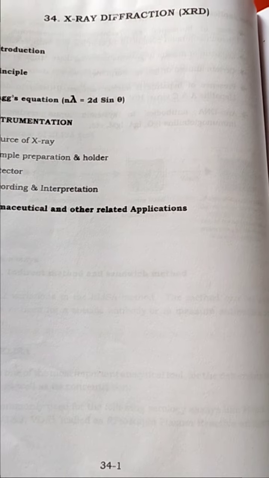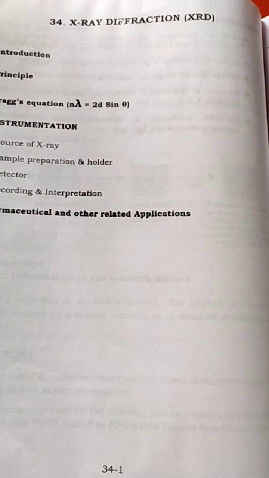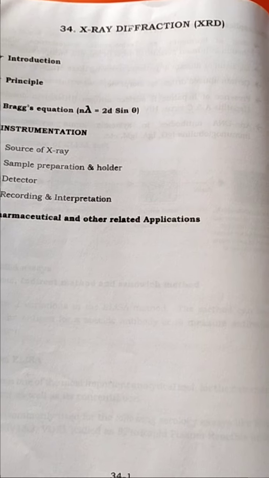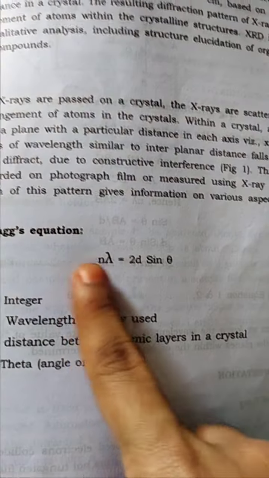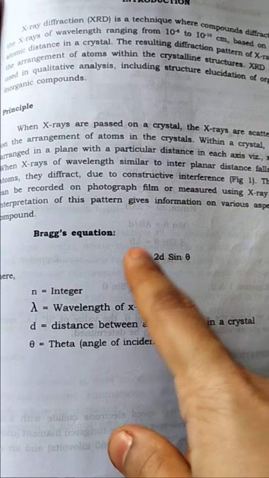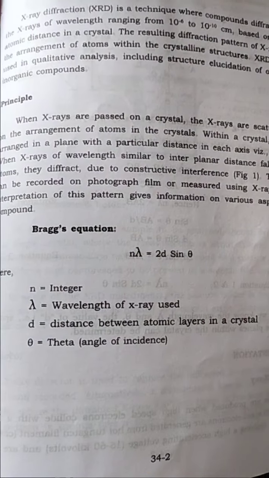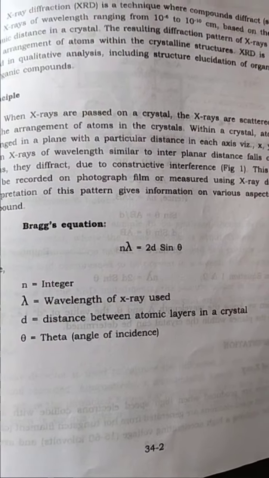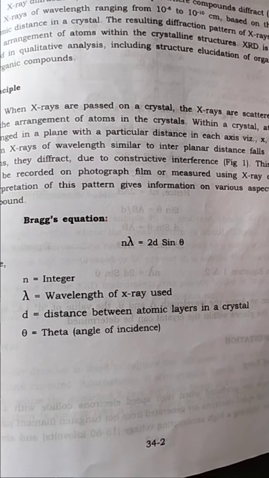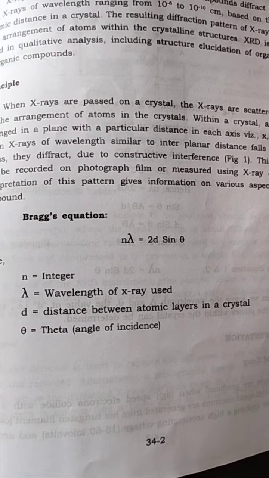We can give an equation, Bragg's equation, which denotes the X-ray diffraction. Here is the formula, Bragg's equation: n is an integer, lambda is the wavelength of the X-ray used, d is the distance, and sin theta, where theta is the angle of incidence. We already know that.